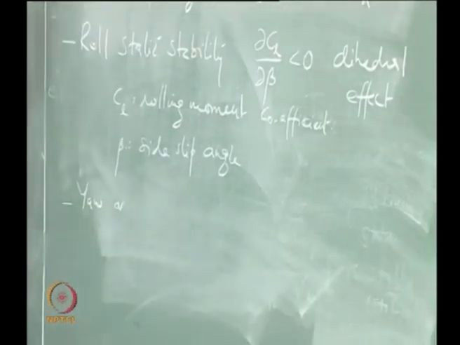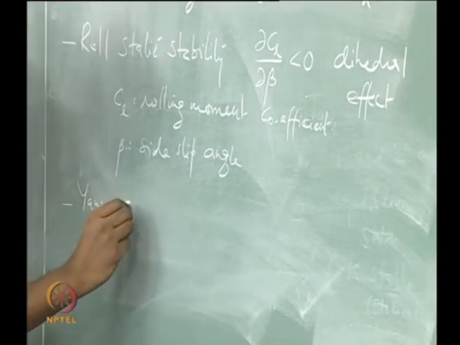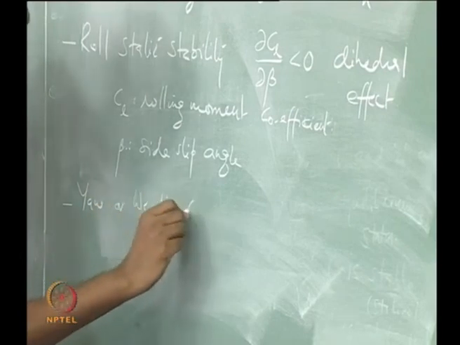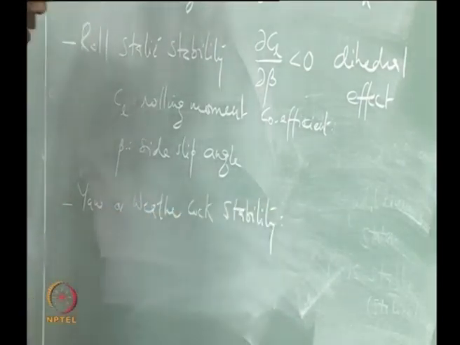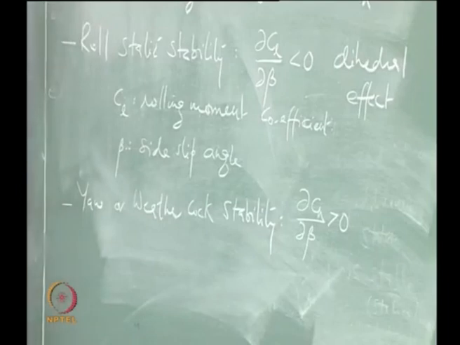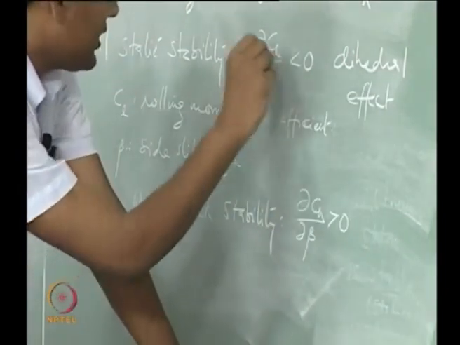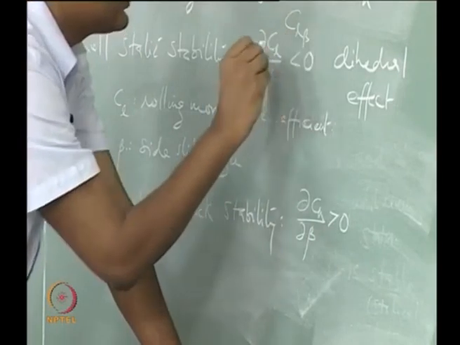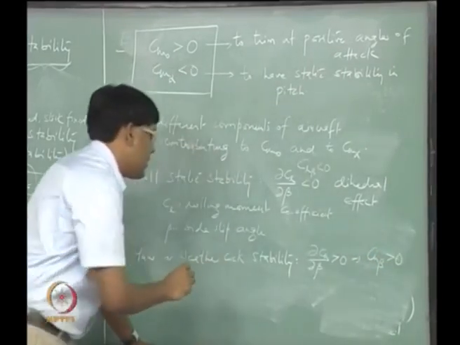The third one is the stability of motion in yaw. And the criterion for this is del Cn over del beta should have a positive sign. This derivative is also written as Cn beta. So Cn here is the yawing moment.